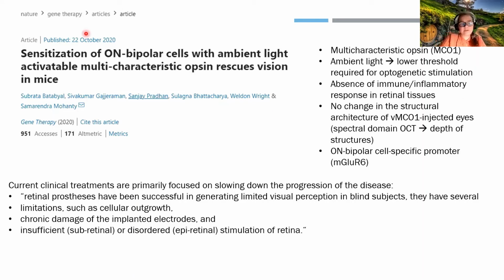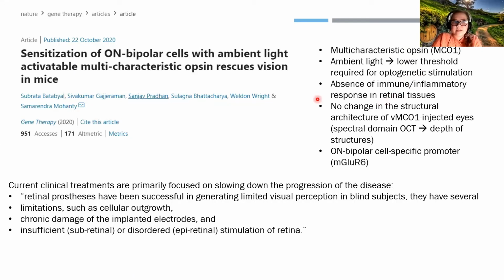Now, this paper is a very recent one, from 2020, and it was published in Nature. The reason why in Nature, I think, is because it presented a new protein we didn't see in the table. It's not channelrhodopsin, it's multi-characteristic opsin, and it is sensitive to ambient light at night. So it seems you wouldn't need an LED lamp to illuminate your eye, since that opsin has a lower threshold required for optogenetic stimulation.